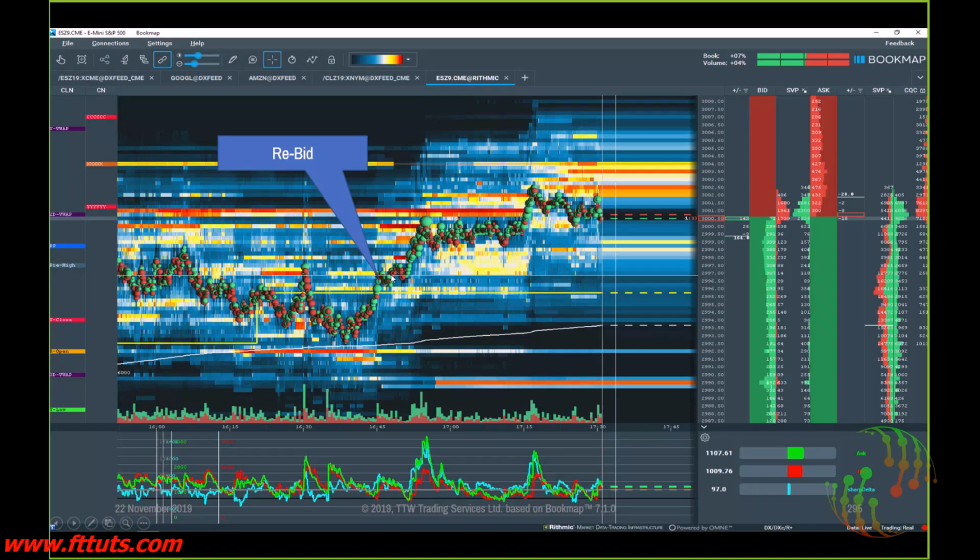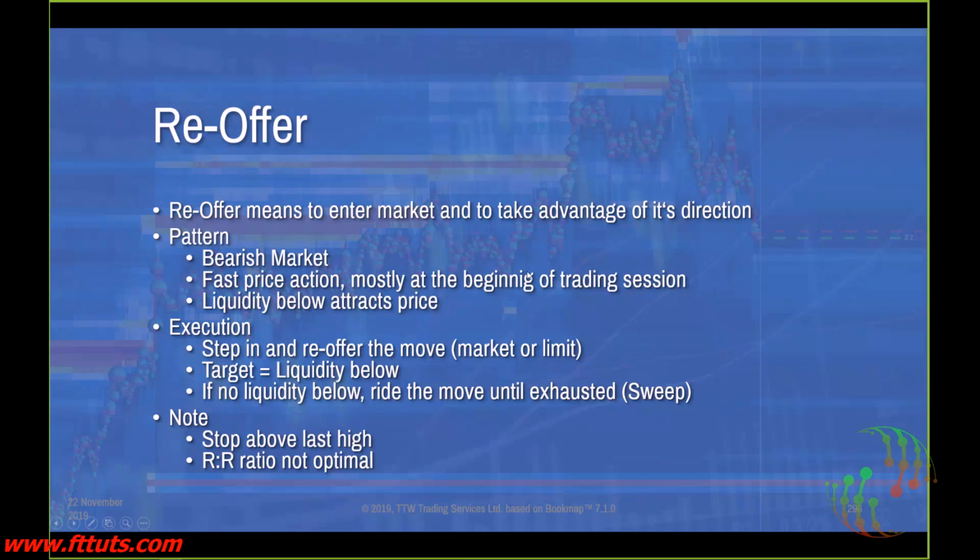So we put this one in your trading strategy too. The same means re-offer, meaning to enter the market and take advantage of its direction. We are talking about a bearish market, fast price action, mostly at the beginning of the trading session. Liquidity below attracts price. That's always, this is a golden rule. You must write it on the wall or put it on paper on your table, wherever you want to have it, but liquidity attracts the price every time.